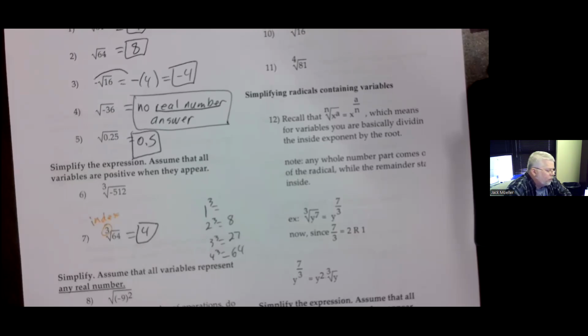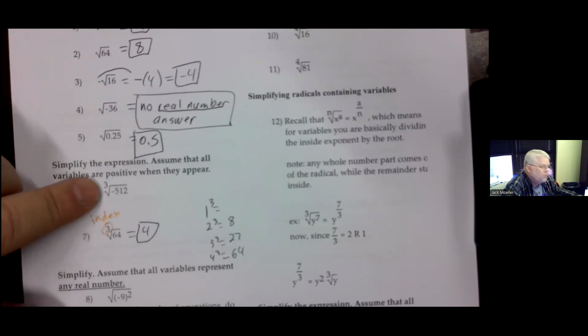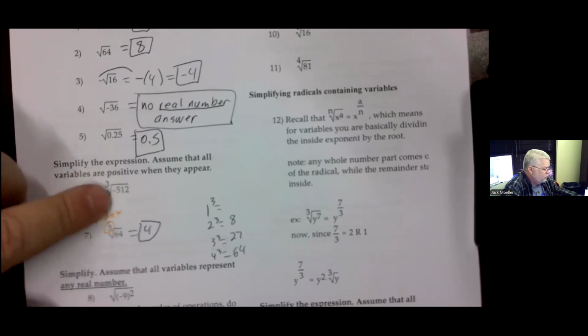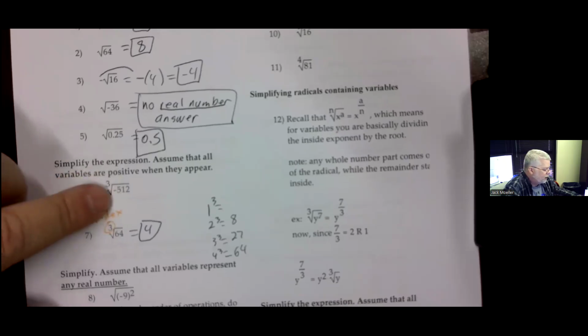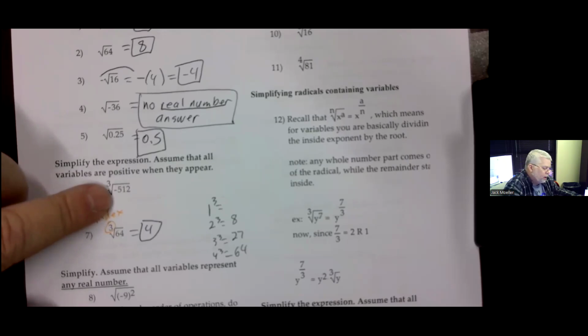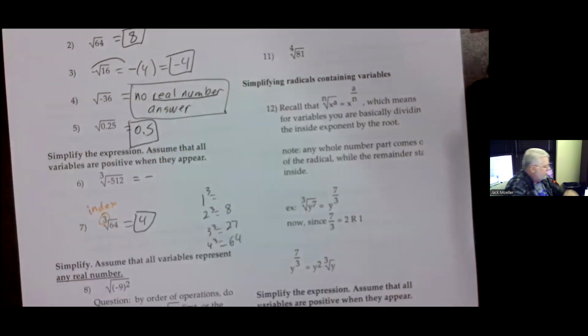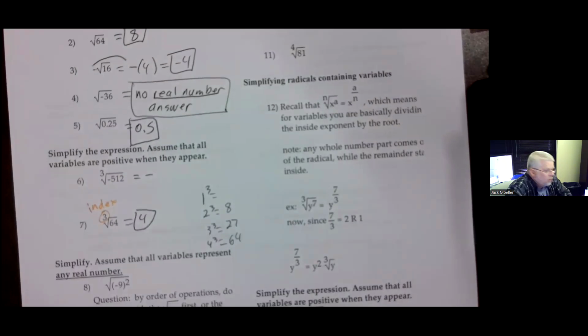So square roots, 4th roots, 6th roots, 8th roots, we don't want the negative on the inside. If it's odd roots, 3rd root, 5th root, 7th root, and so on, we can have negative radicands, as they're officially called, because when you multiply an odd number of negatives, you get a negative answer. But what that tells us is the answer is going to be negative. And so now, how do we get the cube root of 512?